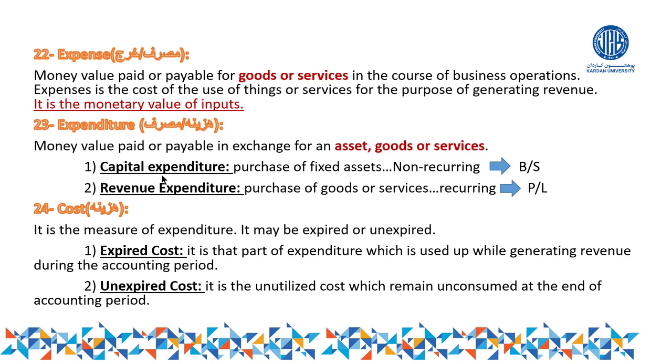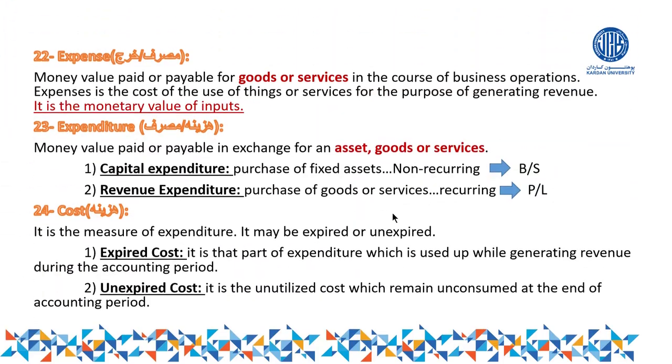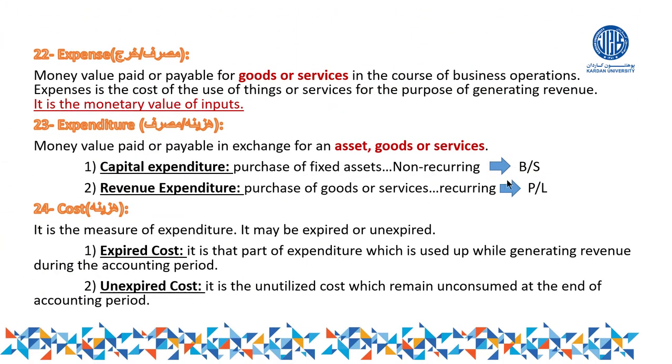Two types of expenditure. Capital expenditure and revenue expenditure. Purchase of fixed assets. If you purchase machine, land, buildings and so on. So that amount which you pay for the purchase of fixed asset and so on can be called as which expenditure? Capital expenditure. And this is of course non-recurring. Like capital receipt that's also non-recurring and that appear in balance sheet. And this one is also non-recurring and this appear in what? In balance sheet.